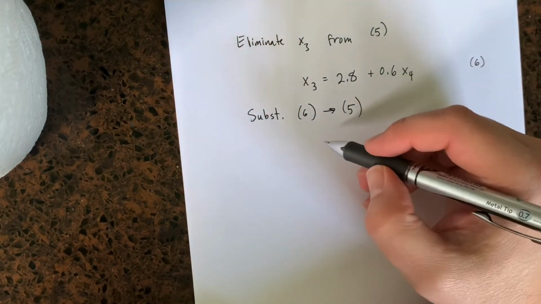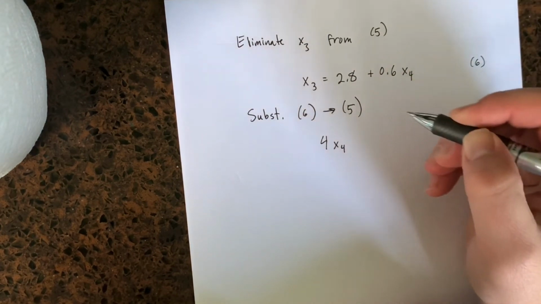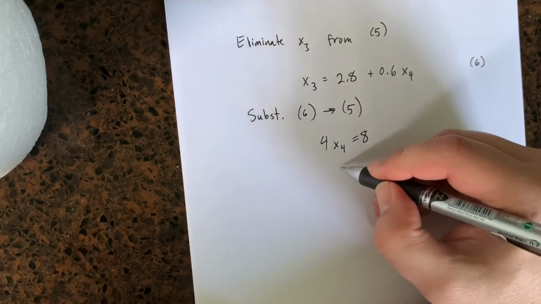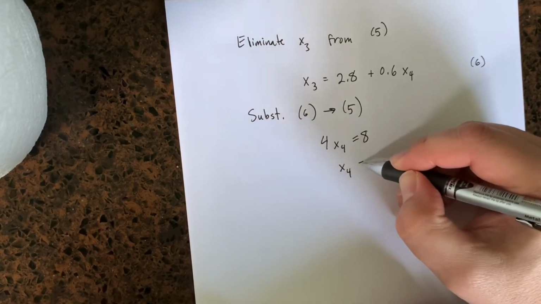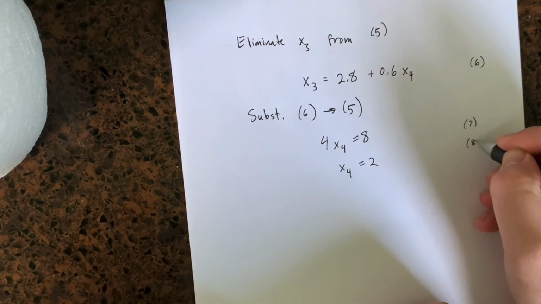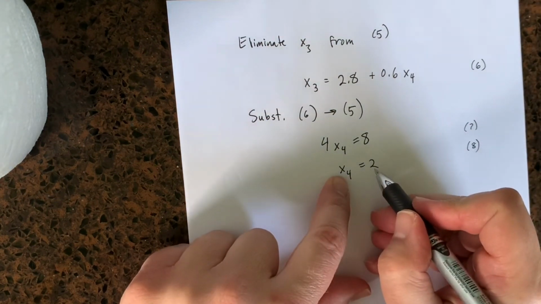And we get 4x4 equals 8. And now we got x4 equals 2. So that's equation 7, and that's equation 8. Now we're done, because now we can back substitute.